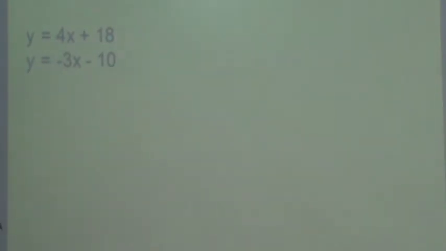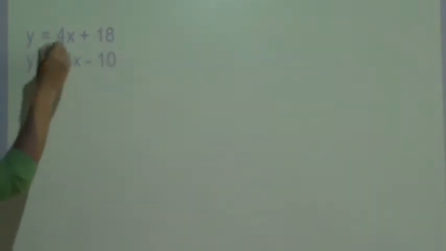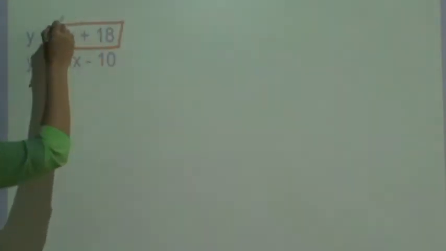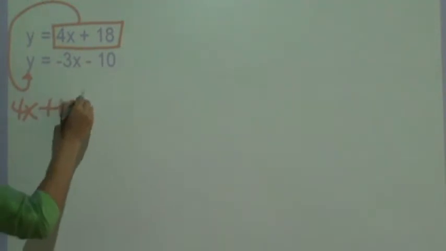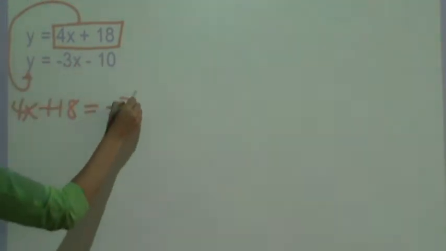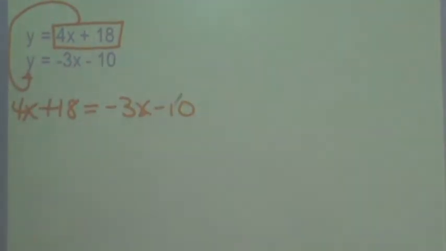So this one's a little different in that they both are solved for y. So what I can do is I can take this whole thing and I'm going to put it in this equation in place of y. Okay, so instead of y, I'm writing 4x plus 18. Then I'm writing your equals negative 3x minus 10. Okay, now I have just my x's. This is like what we did last week, okay?